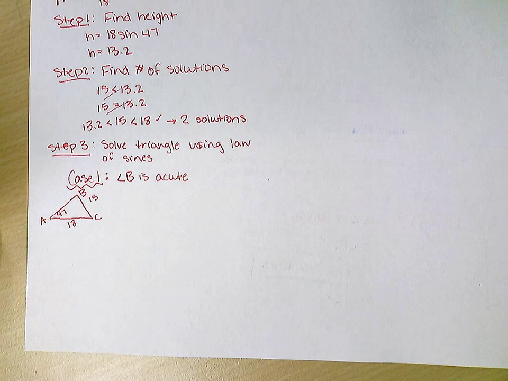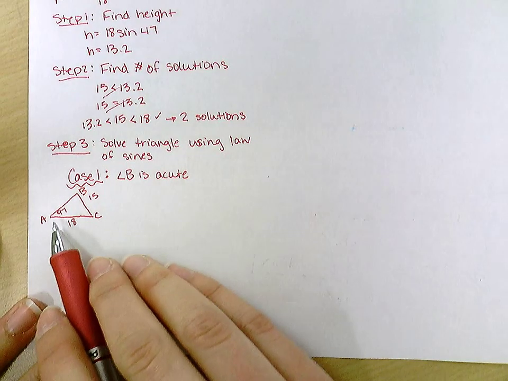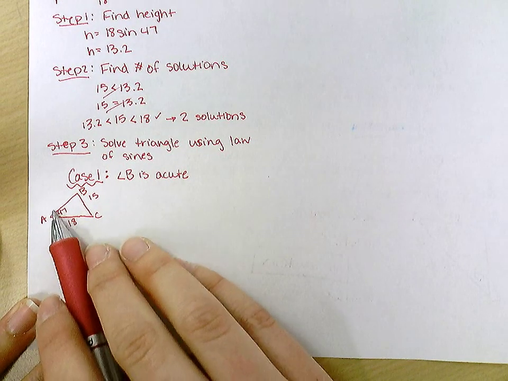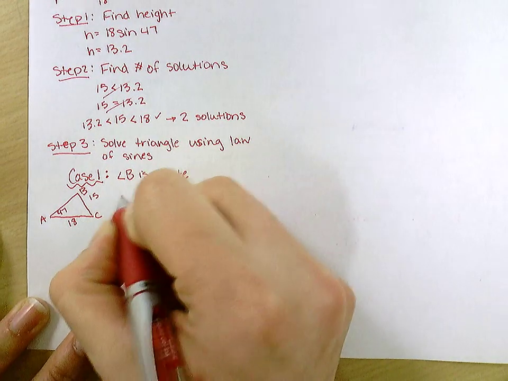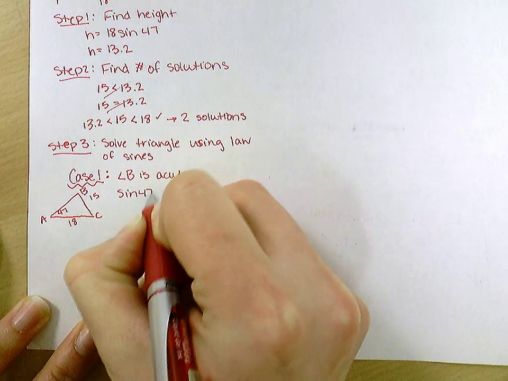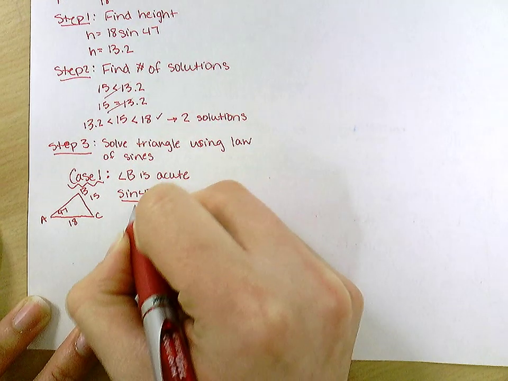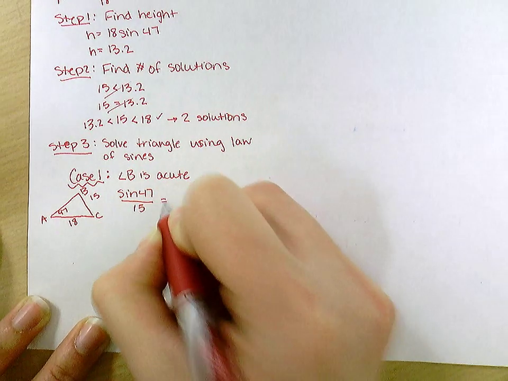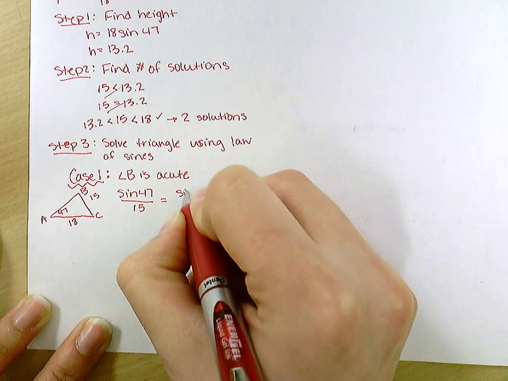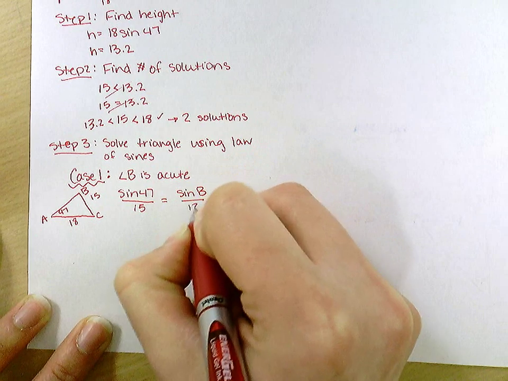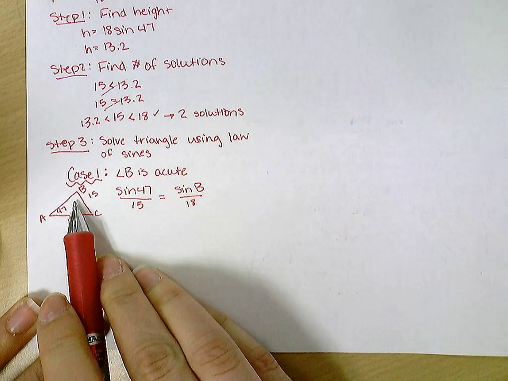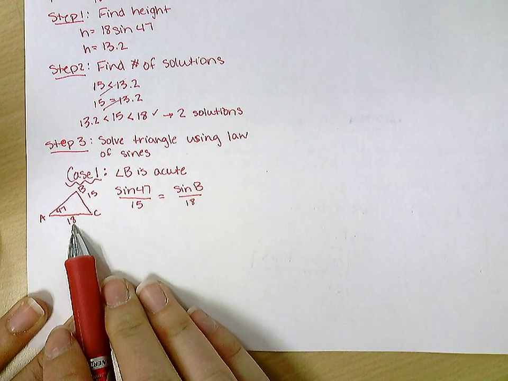So we're going to do the same process that we just did in the example above. I'm going to use sine of the angle I'm given over its opposite side. That's sine of 47 over its opposite side of 15 is equal to sine of angle B over 18, since I want to first find that angle that I'm missing with its opposite side.